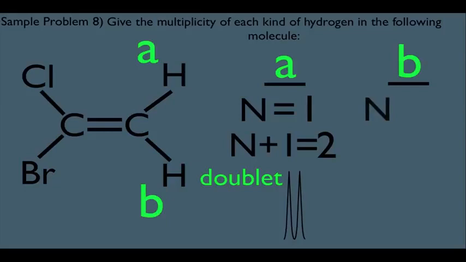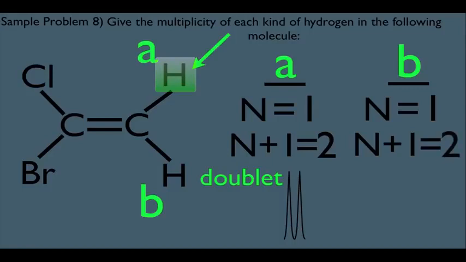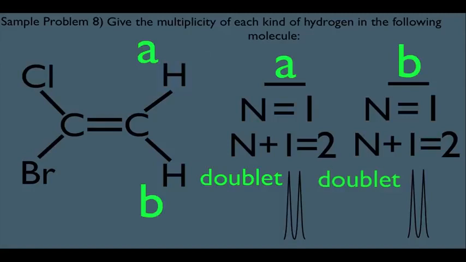So, to make sure you got it here, let's look at the B-type hydrogen now. Again, what is his N value? Well, we start by looking at him right here, and the only neighboring hydrogen he has in his vicinity is this A hydrogen here, so his N value is 1. Plugging into the formula gives us N plus 1 equals 2, so we should expect to see the B hydrogen split into a doublet.